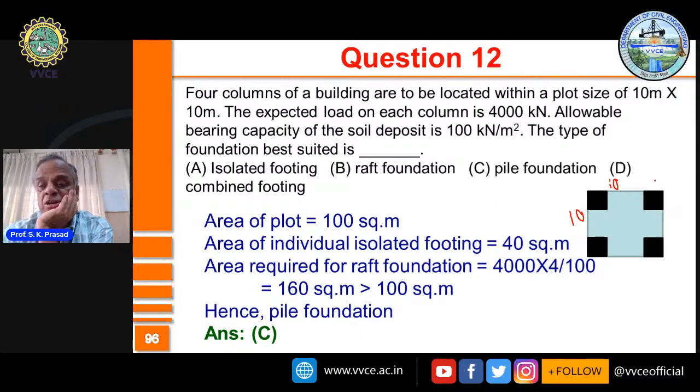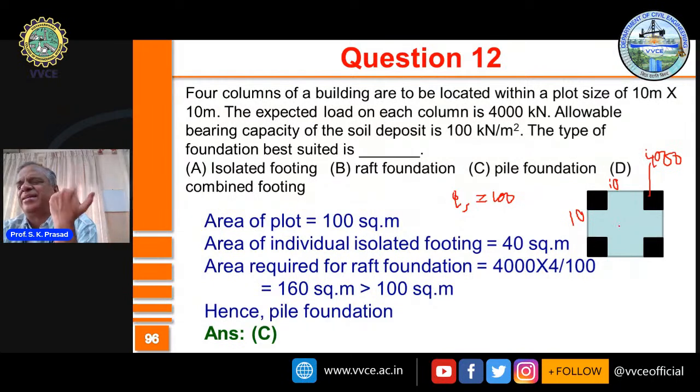Expected load on each column. Each of these columns carries a load of 4,000 kilonewtons. Allowable bearing capacity SBC is equal to 100 kilonewton per meter squared. What type of foundation is best suited for it?